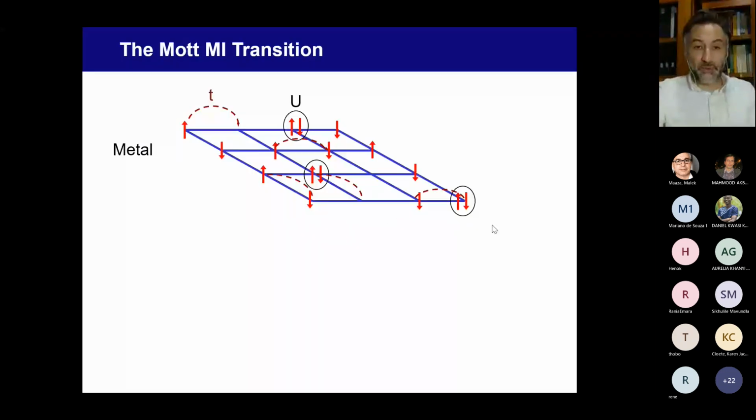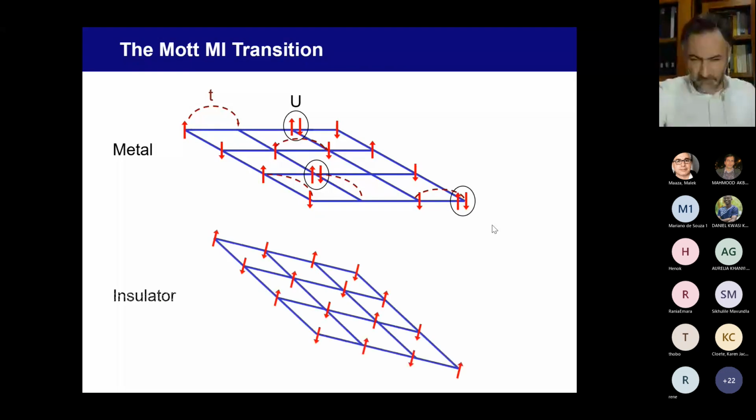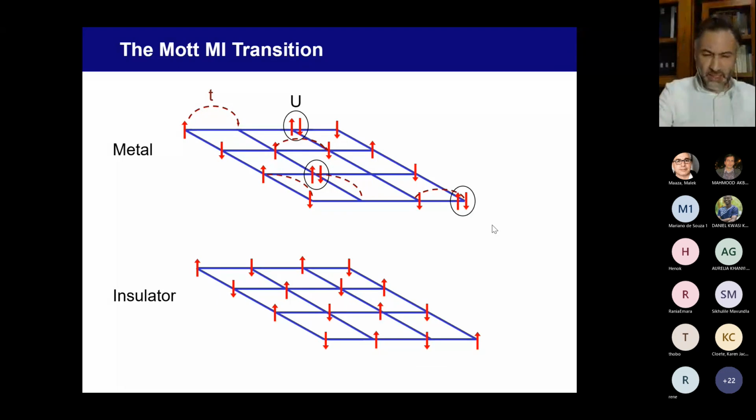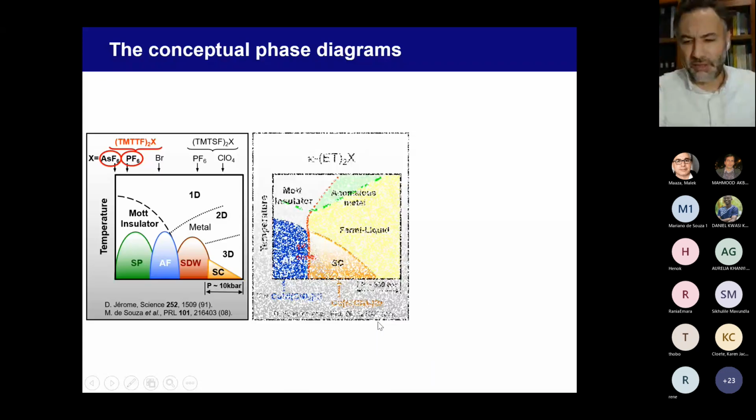So now I come to a cartoon of the Mott metal-insulator transition. You have a metal, itinerant electrons. When electrons localize, you have a kind of single occupancy. Usually you have long-range magnetic ordering, as indicated here, spin up, down, and so on. These are hypothetical two-dimensional lattices. And now I come to the materials.